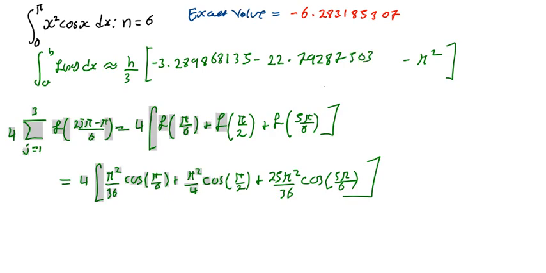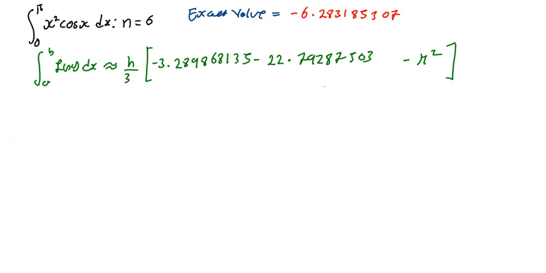And remember, our value of h, we said the value of h is b minus a divided by n, which is 6 in this case. So that's just going to be pi over 6. So we just have to substitute pi over 6 where there's h here. So if we say pi over 6 divided by 3, this is basically pi over 18, because 3 times 6 is 18. That's going to be pi over 18.